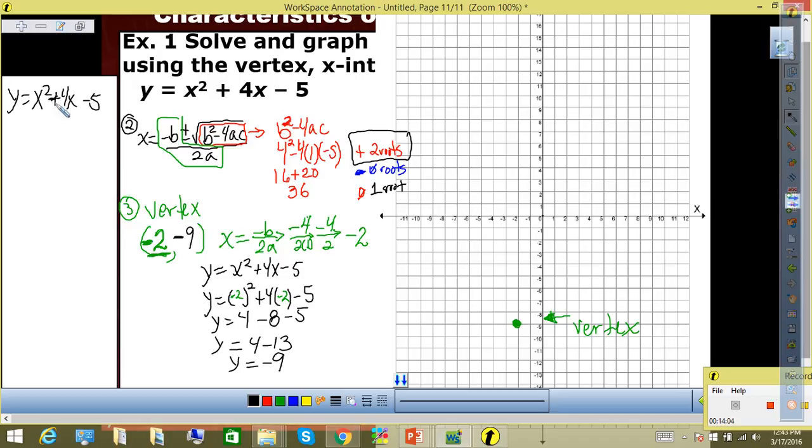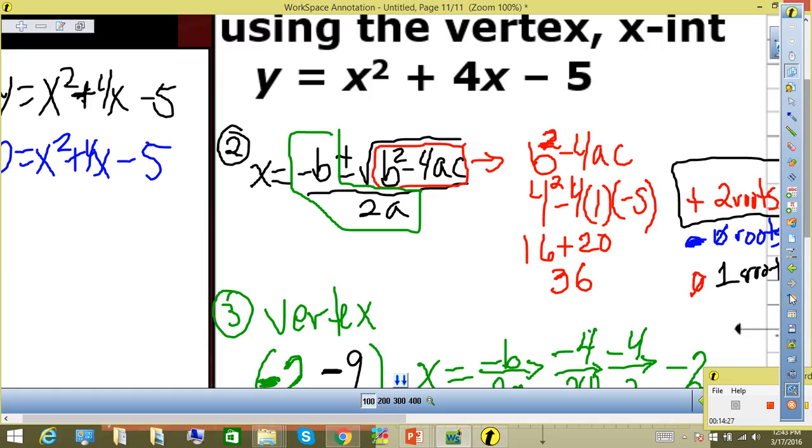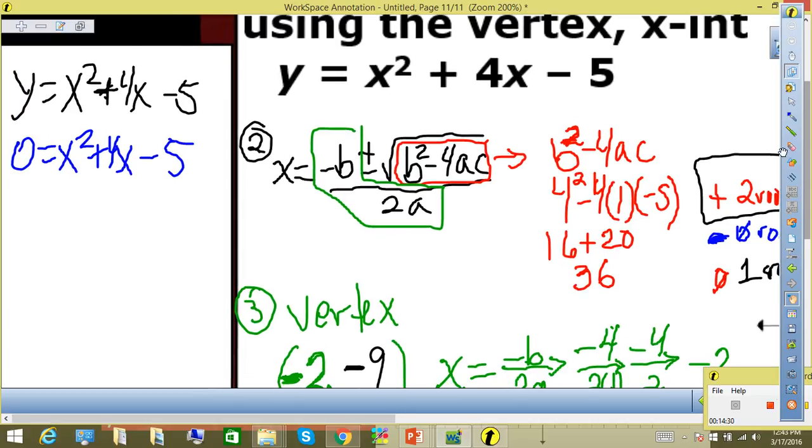Step 1, standard form. Is it in standard form? Yes, Mr. Q. You guys want to solve it using the quadratic formula or completing the square? Factoring. Okay, so then let's substitute y with 0, so 0 equals x squared plus 4x minus 5. I'm going to zoom in so that you know where I'm at.